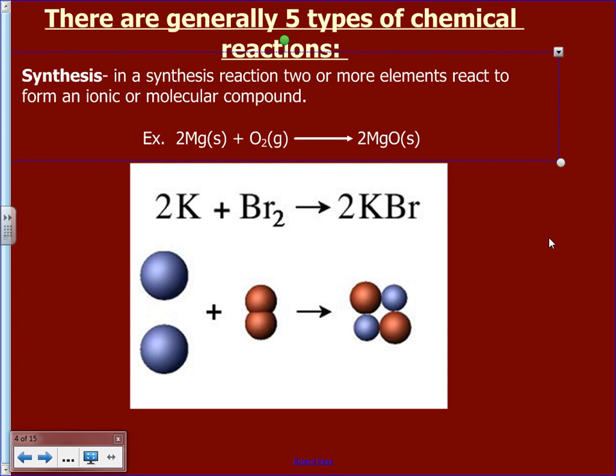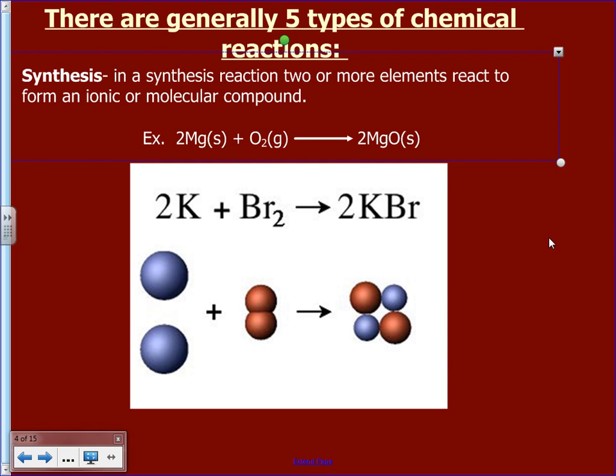All right, so in our first example, we've got magnesium metal, so a solid, reacting with oxygen gas, to produce magnesium oxide, which is kind of a black powdery material. Okay, what do the S and the G stand for?